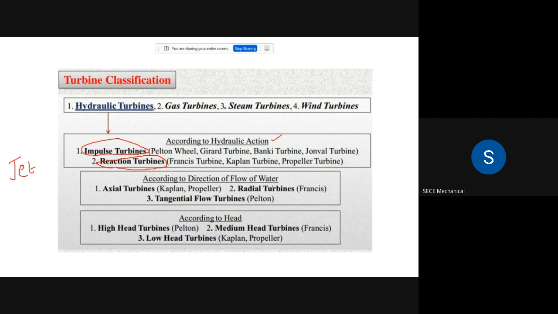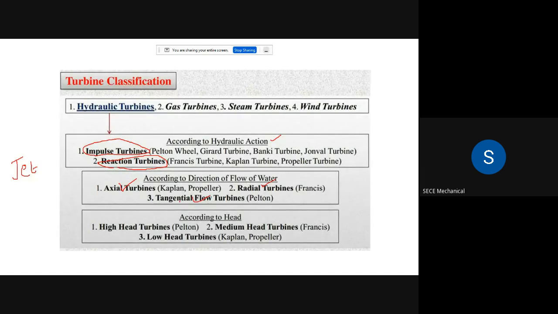And then classification according to the direction of flow, right? What direction is the fluid flow fed to the turbine? Depending on the inlet flow direction, they classify them: axial turbines, radial turbines, and tangential flow turbines. In the tangential flow turbine, the flow comes in a particular direction through a swivel, and through swivel actuation the tangential flow is activated. The best example is the Pelton turbine. The radial turbine is the Francis turbine, and the axial turbine is the Kaplan turbine, right?